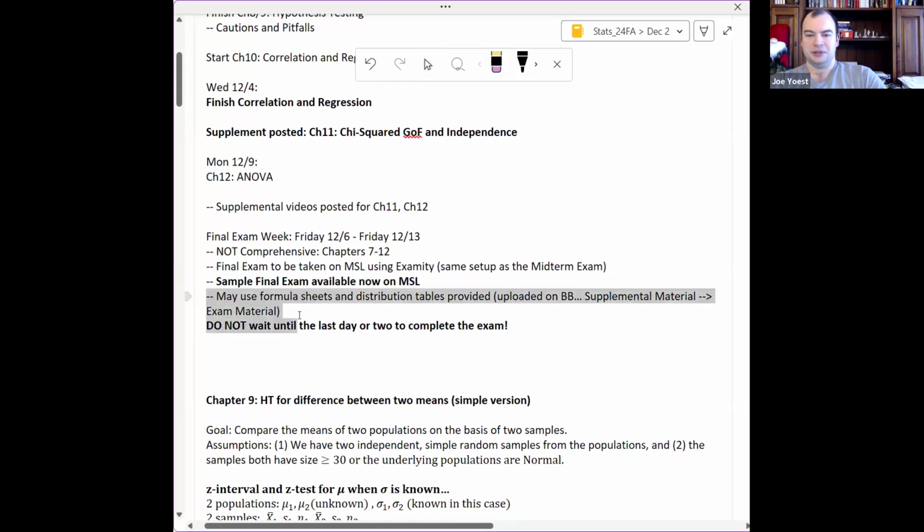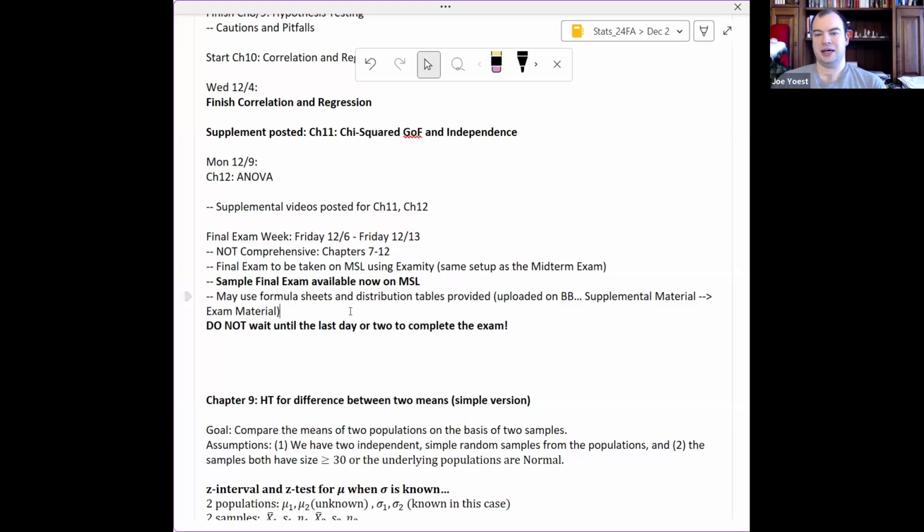And also on Blackboard in the supplemental material folder under the exam material subfolder, you should see one PDF with all of the formula sheets and distribution tables that you're free to use on the final exam. You can either print it off and have a physical copy there, it's something like 3 or 4 pages front and back, or you can have it as a PDF on your computer, or you can have both if you want, however you want to have access to that.